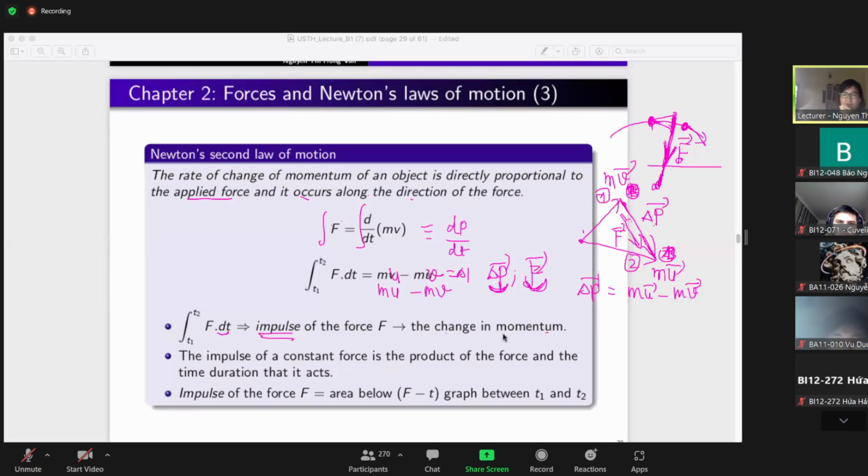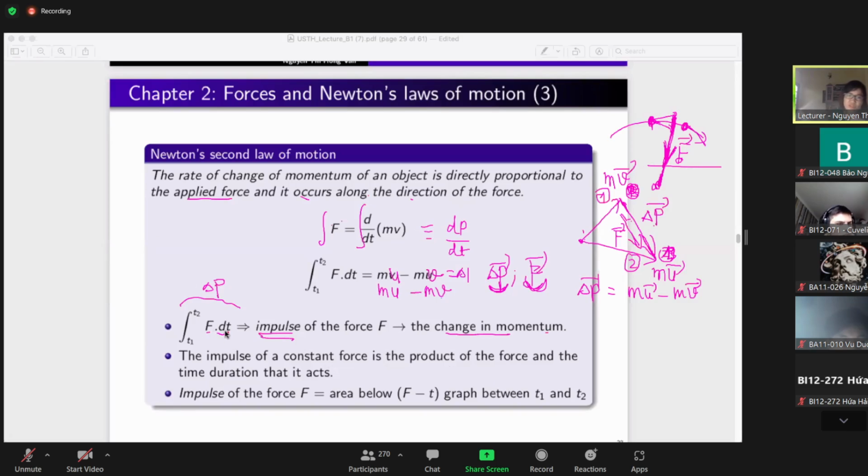Okay. So the question asks you, what is the impulse of the force? You make the integral of the force over time during the period from T1 to T2. And the meaning of this is a change in the momentum. So this guy is a delta P.